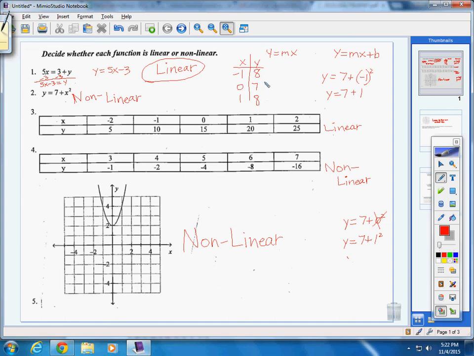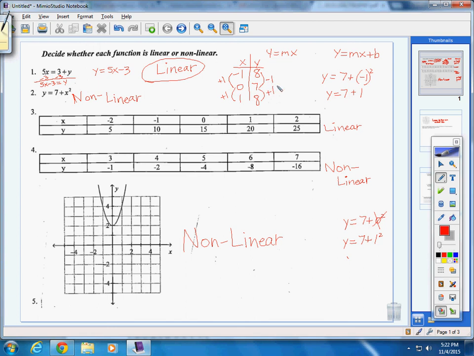Okay, don't be misled here, folks. If you're looking for the rate of change, you notice that our x's only change by +1. They go up by 1. That's a good sign, but when you come over to the y's, you should notice something strange. They go down 1, and then they go back up 1.